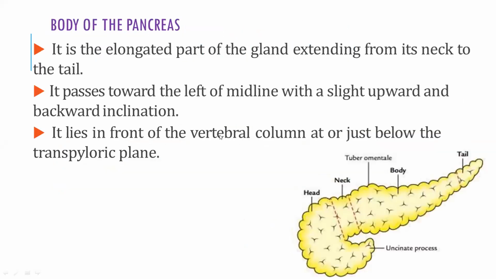And then the third part, the body of the pancreas. It is the elongated part of the gland extending from the neck to the tail, and it passes towards the left of the midline with slight upward as well as backward inclination, where it lies in front of the vertebral column, just below the transpyloric plane. So it is the elongated part of the gland extending from its neck to the tail, which is passing towards the left of the midline, lying in front of the vertebral column just below the transpyloric plane.